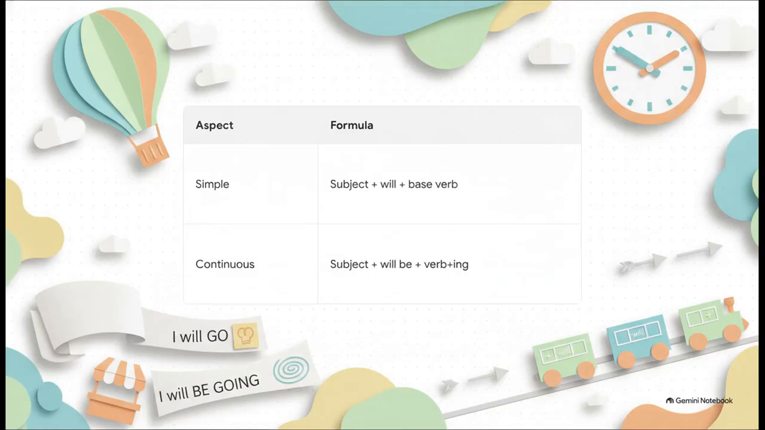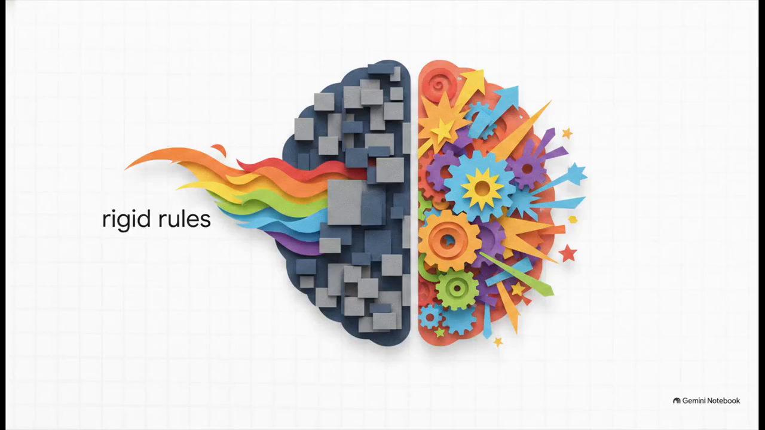And finally, the future tense structures. These are incredibly straightforward. To talk about something that hasn't happened yet, we basically just throw in the word will. So the simple future is just subject plus will plus the base verb, like I will go to the market. If it's going to be ongoing in the future, it just becomes I will be going. You see how simple it is when you just follow the formula visually? Now, what's really interesting about this slide is the actual science behind it.